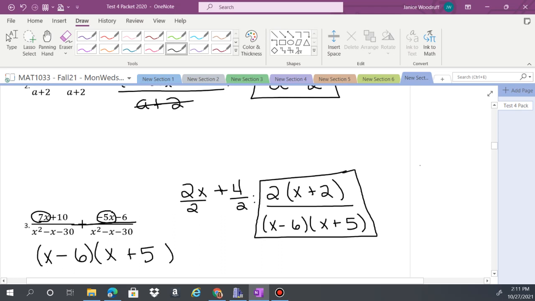So when you have the common denominator, it's really not too bad. But on Monday, we'll look at it without the common denominator. It does make it a bit more complicated.